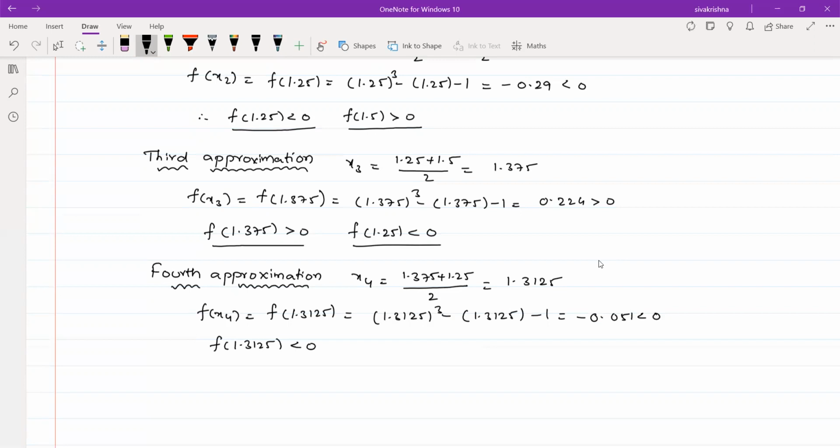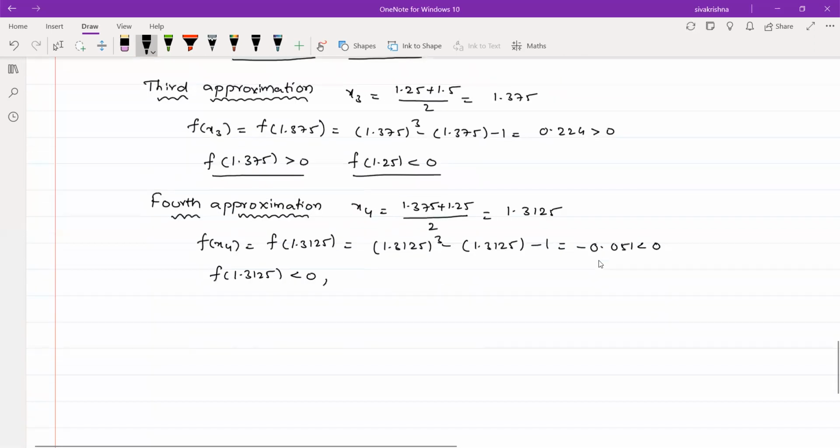So once again, if you want to find the next approximation, we have to carry the positive sign from the above step. From the above step, we have f of 1.375 as a positive sign, so we have to carry that particular term in order to calculate the next approximation. Once again, I am underlining those two opposite signs: one is less than 0 and the second one is greater than 0. Now I'm going to calculate the fifth approximation.